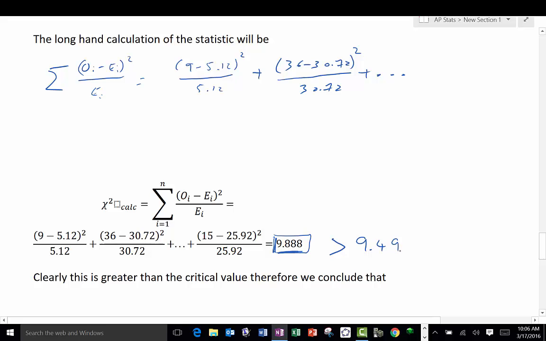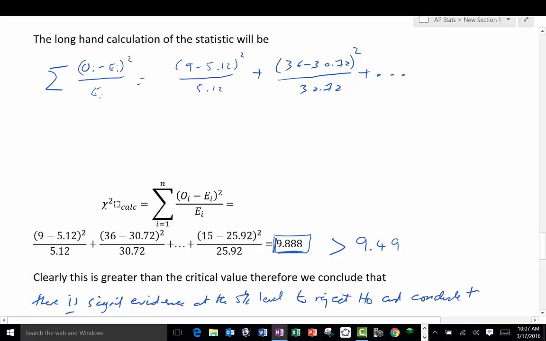So we conclude that there is significant evidence at the 5% level to reject H0 and conclude that the probability of success does not equal 0.6.